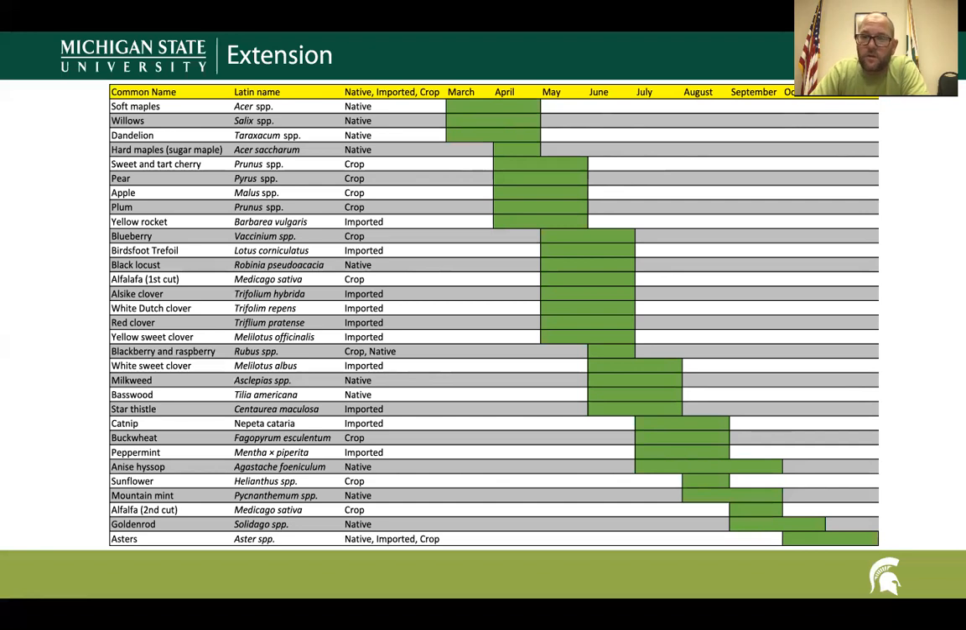But you generally want to make sure that you have those overlapping bloom times. And I'm going to give you a few examples. This table is part of the handouts that was sent to you as part of this lecture.